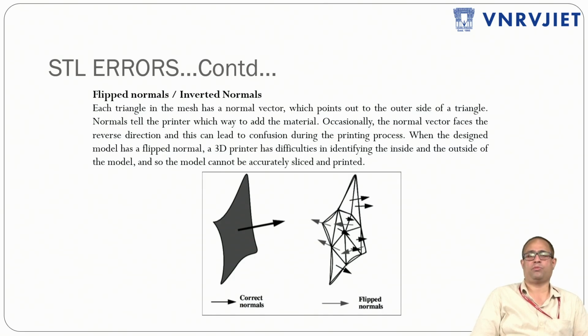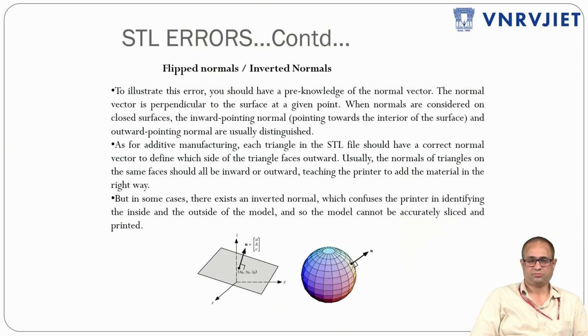A flipped normal, especially for a 3D printer, makes it difficult to identify the inside and outside of the model, which cannot then be accurately sliced. So what is slicing? I'll tell you in the coming slides. And these are flipped normals, sometimes inverted normals, which confuse the printer about the inside and outside of the model.